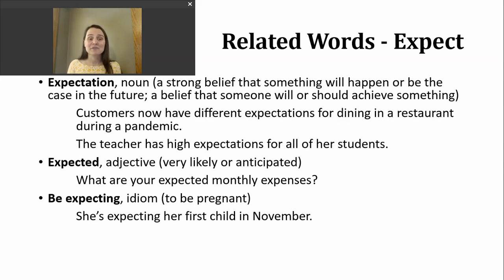The last thing I'm going to leave you with today is an idiom. To be expecting is another way to say someone is pregnant or carrying a child. Okay? Here it is in a sentence. She's expecting her first child in November. Sometimes you will hear this idiom used to connect to an entire couple. You might say they are expecting their first child. And that's true even though really just one person is doing all the work in regards to being pregnant.